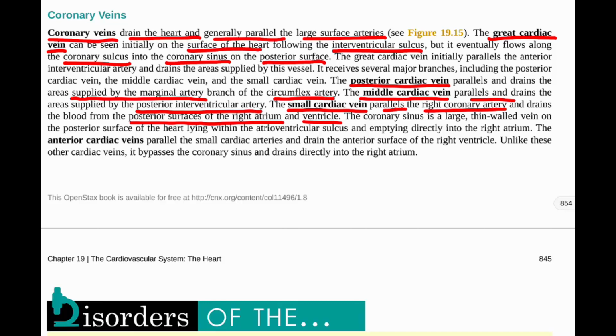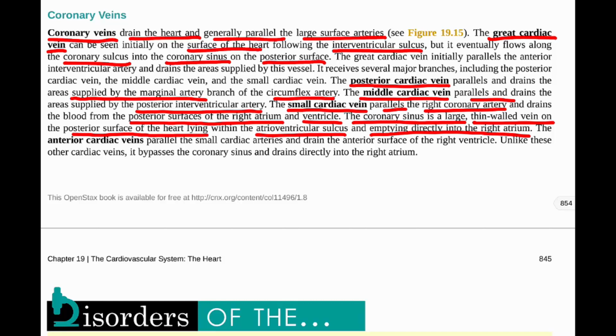So then the coronary sinus is a large, thin-walled vein on the posterior surface of the heart, lying within the atrioventricular sulcus. Remember, that's right under the auricles, separating the atrium and the ventricles, and emptying directly into the right atrium. Okay, so that's going to go right into the right atrium. So when we're draining all these things, it goes into the coronary sinus, and then it's going to drain into our right atrium.